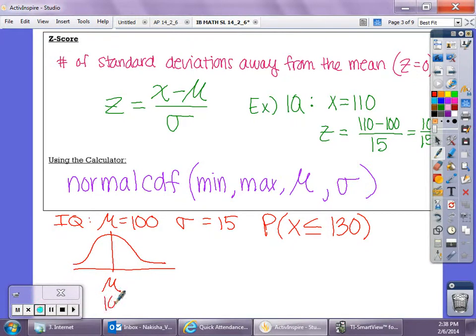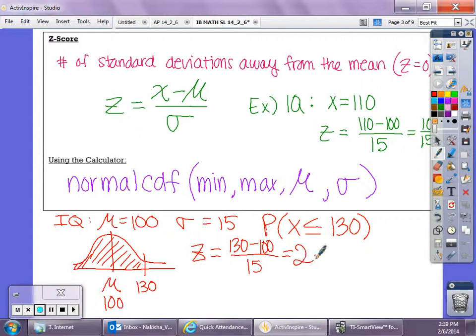So there's your mean of 100. 130 is somewhere up here. I want to know less than. Okay. Reviewing our z-scores, let's actually find our z-score. Our z-score for 130 would be 130 minus the mean, which is 100, divided by a standard deviation of 15. So we know that the z-score is exactly 2 because 130 is 30 above 100, which are 2 15s above 100.